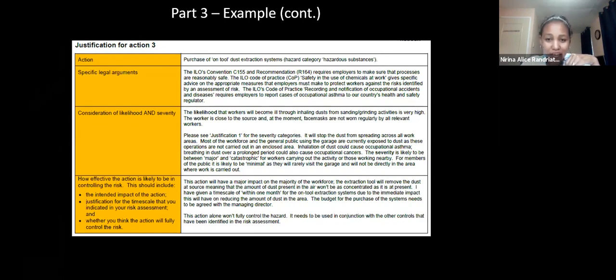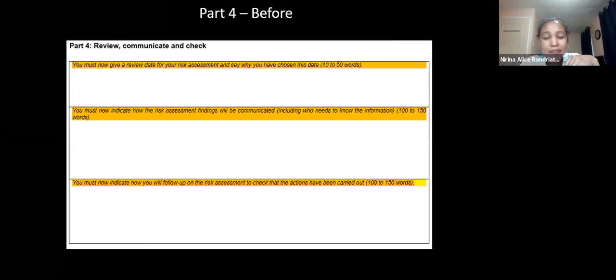Again, you have to make sure you complete everything. There shouldn't be any blank space in this one because you must provide legal argument, likelihood and severity, and how effective the actions will be. You cannot leave any blank space in this. There is no non-applicable. If it's non-applicable, then select another action. Okay, so that's part 3.